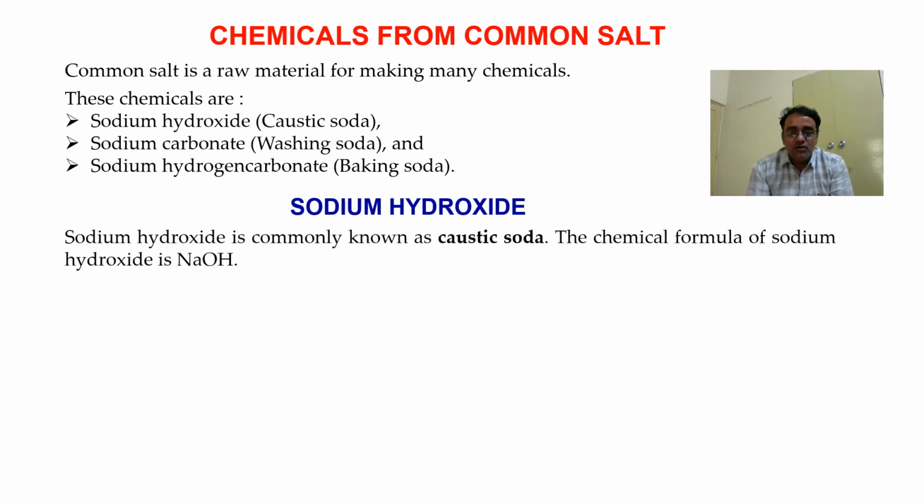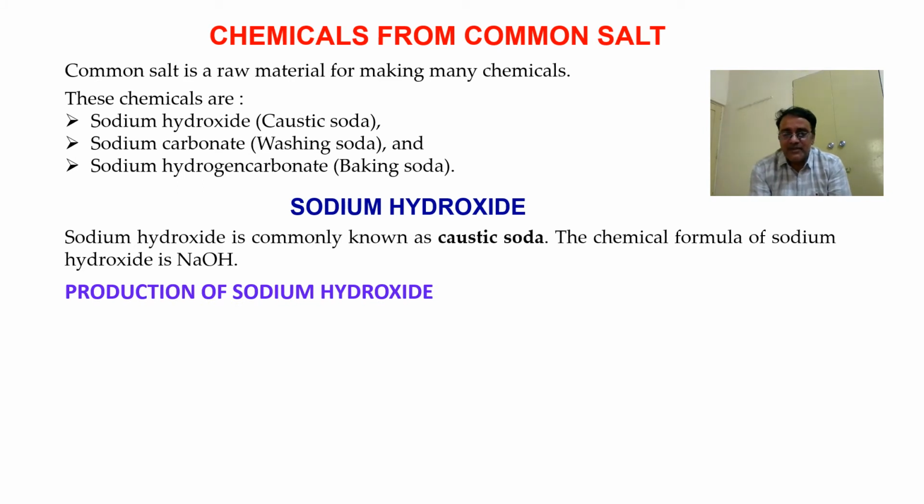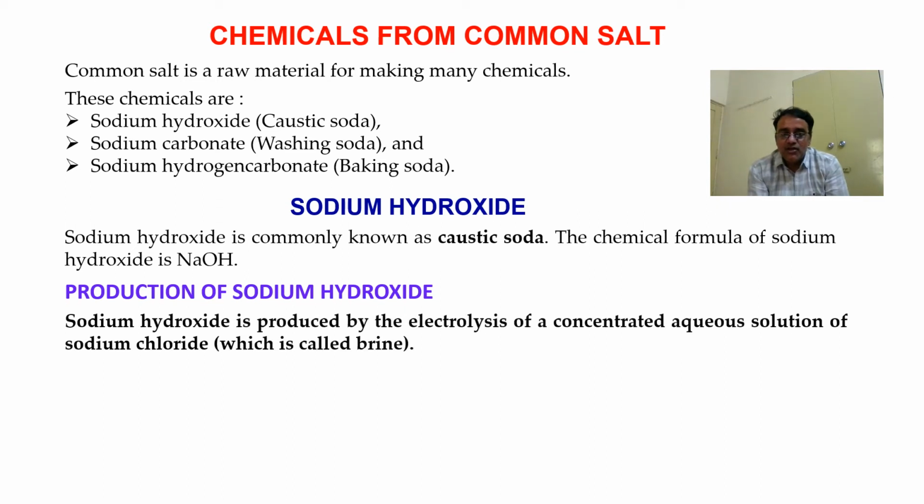We will see how to prepare it, the production of sodium hydroxide. Sodium hydroxide is produced by the electrolysis of a concentrated aqueous solution of sodium chloride, which is called brine.